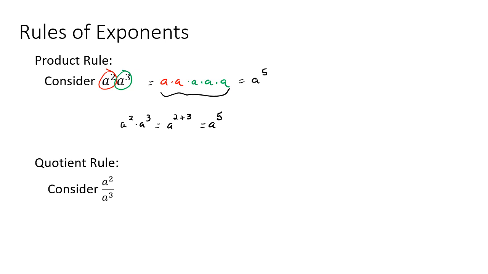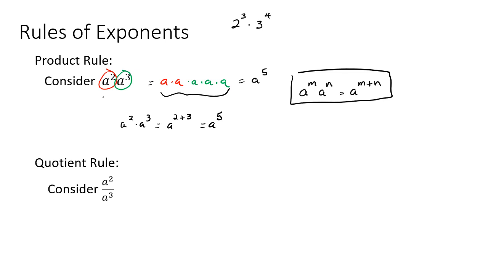So this leads us to something called the product rule, where in general, a to the m times a to the n is equal to a to the m plus n power. Now it is important to note that this only works if they're the same base. You can only combine these together if they're all a's in this case. So if you had something like 2 cubed times 3 to the fourth, these you couldn't combine because the bases are different. 2's and 3's won't combine together to give you a same base with a bigger exponent.